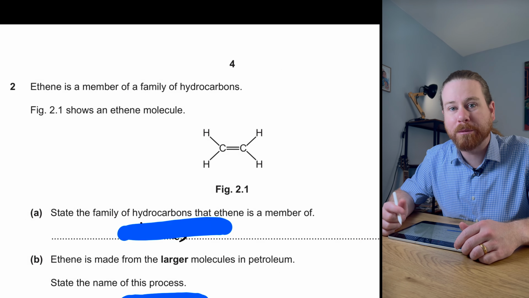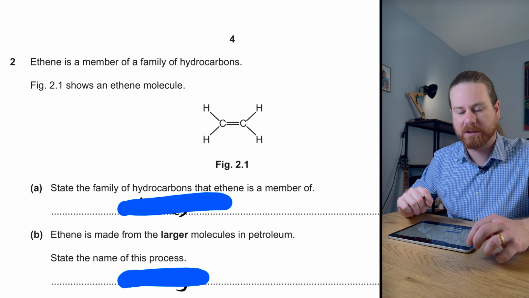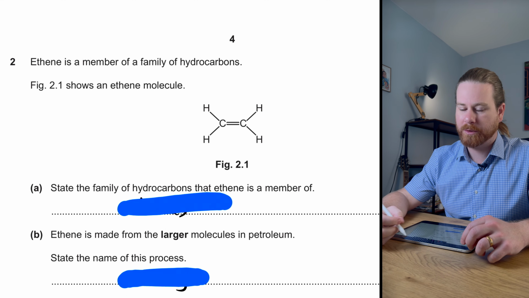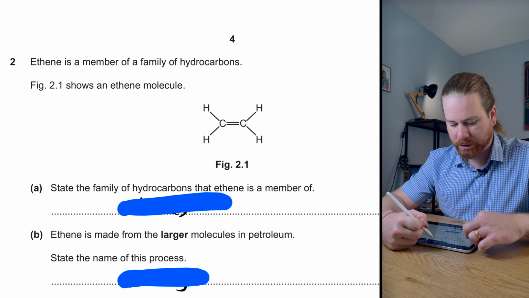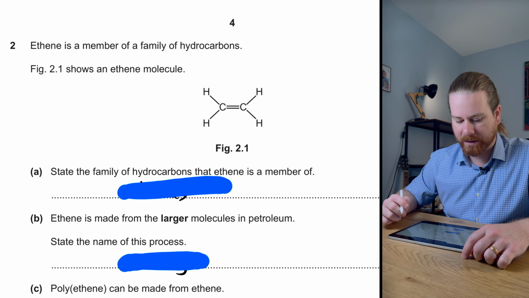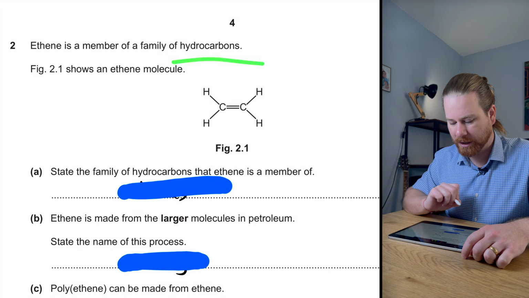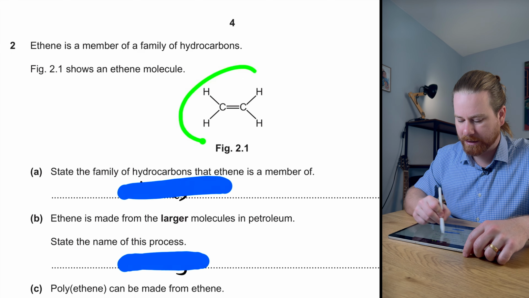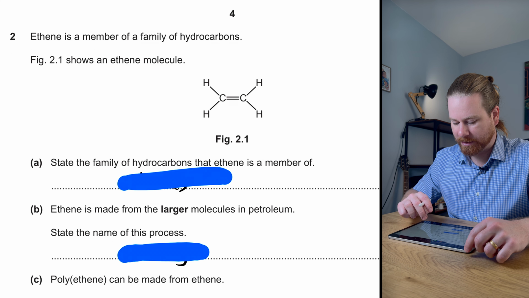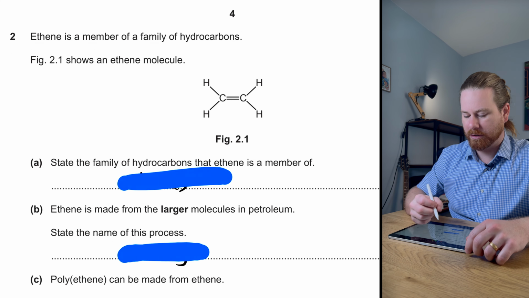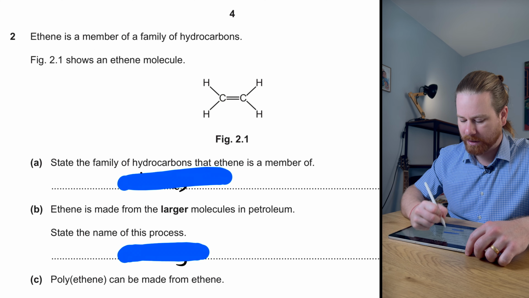Okay, so here we are now with the paper 4. I've already written in the answers just because you don't want to watch me write every single answer out. It's a bit slow. So we can just make the answers magically appear. So what do we have here? We've got ethene. Ethene is a member of a family of hydrocarbons. Of course it is. And here is the ethene molecule. State the family of hydrocarbons that ethene is a member of. So we've got the carbon-carbon double bond. So it has to be alkenes.